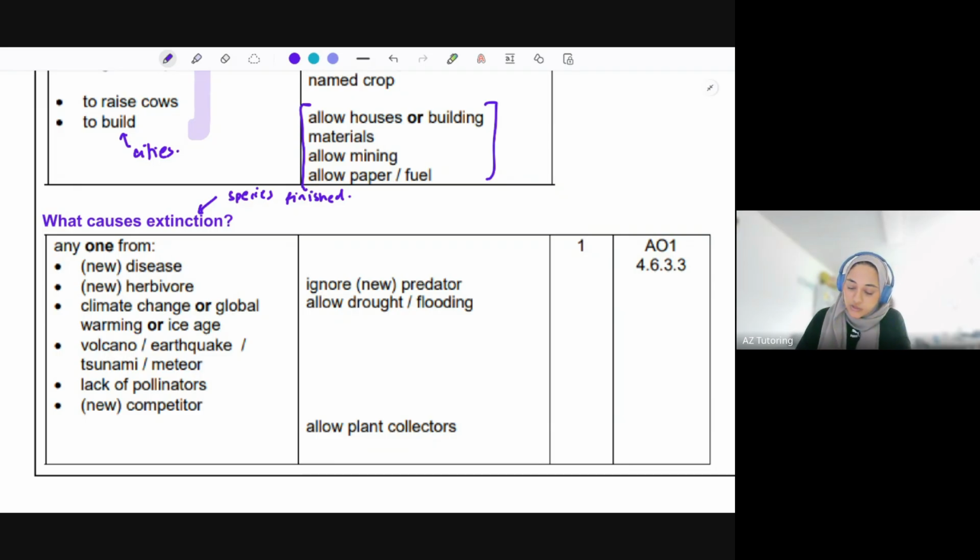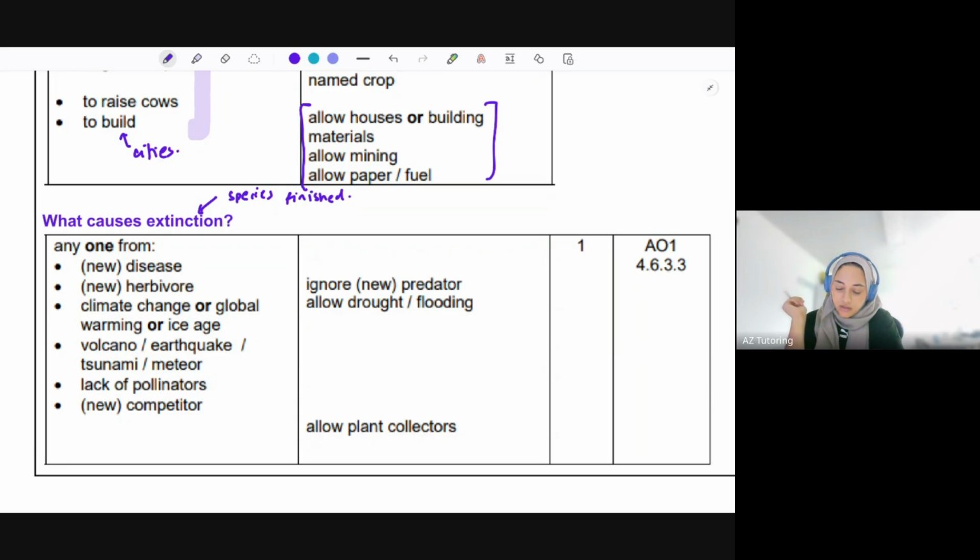So what causes extinction? A new disease, a new herbivore, climate change, global warming. So for example, in the Arctic, polar bears, penguins and such, they need that cold climate, and global warming is damaging their ice caps, so that could cause extinction.